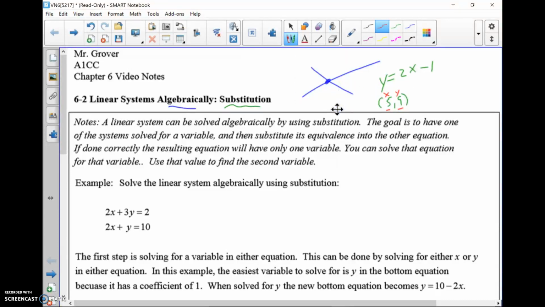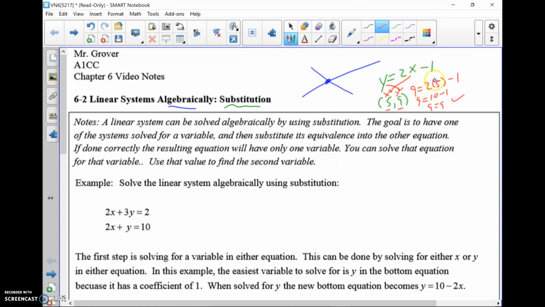So substitution is just replacing something with what it equals. Like in this example, I could replace y with 9 and x with 5. So 9 equals 2 times 5 minus 1. 2 times 5 is 10, minus 1, I get 9 equals 9. So the answer here would be yes, this point is in fact on this line. And the way we proved it was by using substitution.